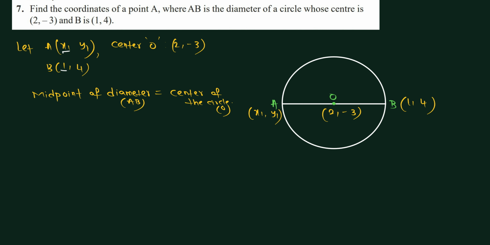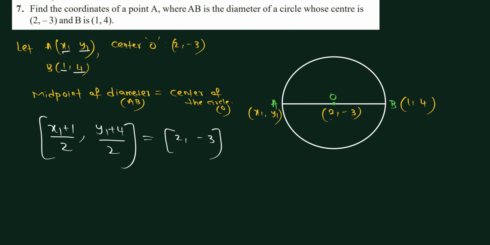((x1 + 1)/2, (y1 + 4)/2), and center O. What is the O value here? (2, -3). Now you equate the x coordinate and y coordinate. You will get the x1, y1 points now. So equating the x coordinate. Okay, just you equate these two terms, right?